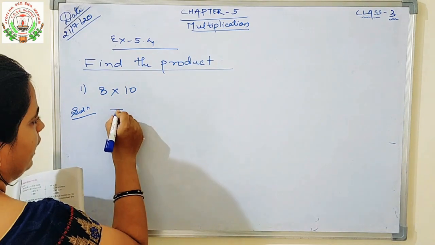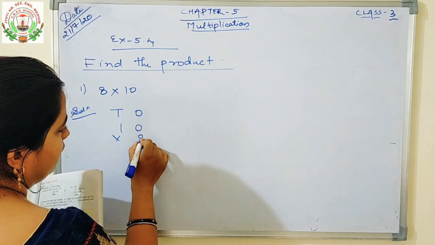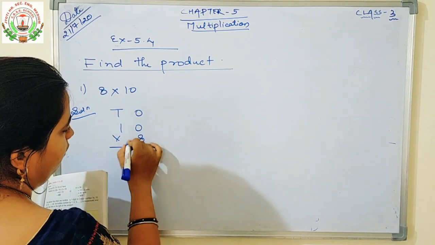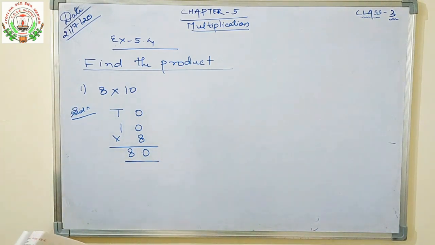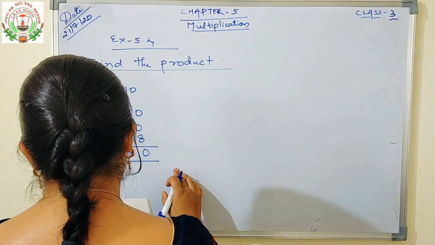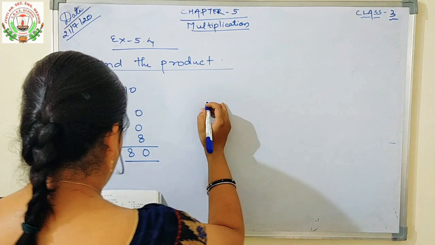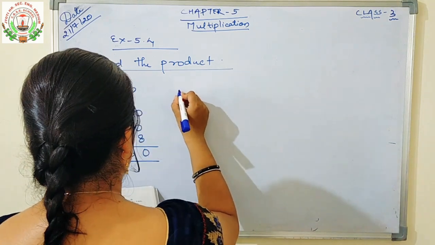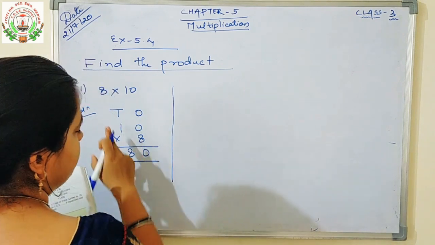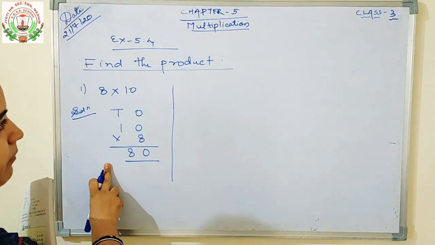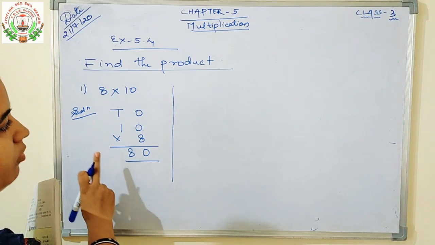So, tens, ones, 10 into 8. 8 zeros are 0, 8 ones are 8. So, what is the answer? The answer is 80, okay? Or you can multiply like this way. Two methods are given. The first one is this. This is the simple method by which your answer will never be wrong. Your answer will always be correct.